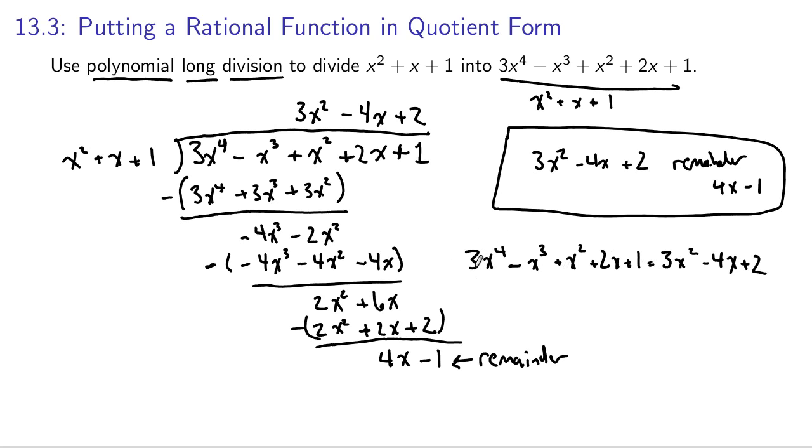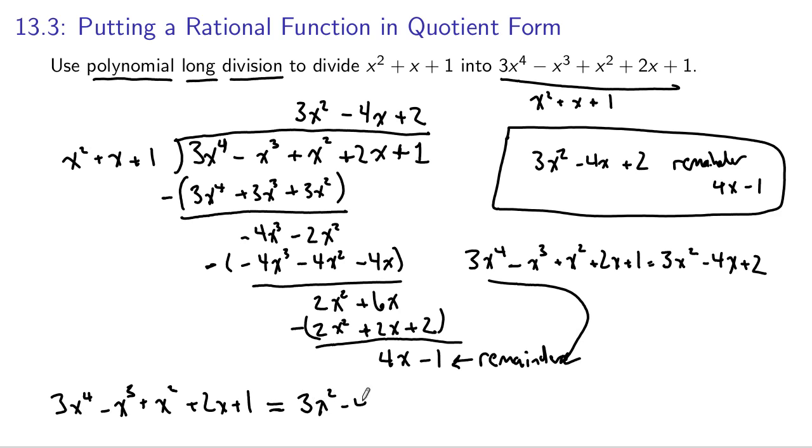We're running out of space here, so let's hold this thought. Let's bring this stuff down here. So we have 3x to the fourth minus x cubed plus x squared plus 2x plus 1 equals, and then we're going to use the quotient form where we multiply the result, 3x squared minus 4x plus 2, the quotient, times the original denominator or divisor, which would be x squared plus x plus 1, plus the remainder, 4x minus 1.